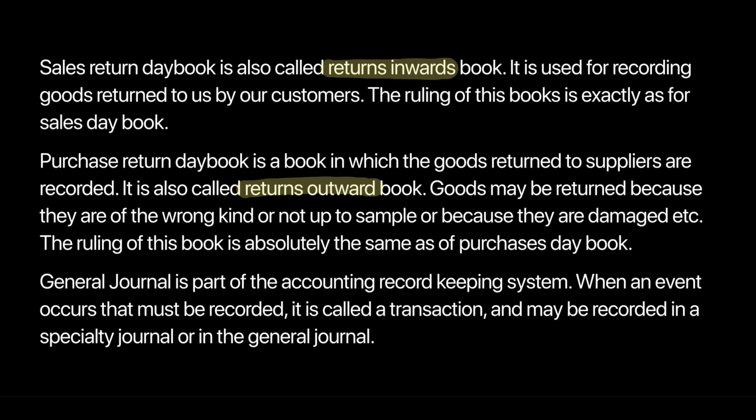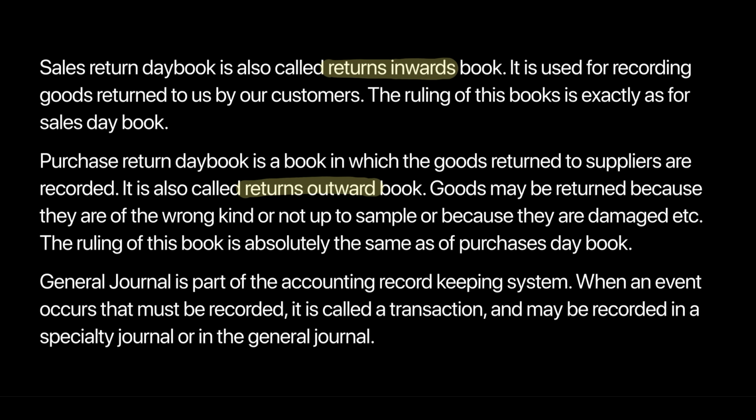Okay, and any other transaction that does not go in these 5 daybooks that I have mentioned before, cash book, sales, purchases, sales return, purchase return, will go to the general journal. Alright, so any event that cannot be recorded anywhere else will be recorded in the general journal. So let me give an example.